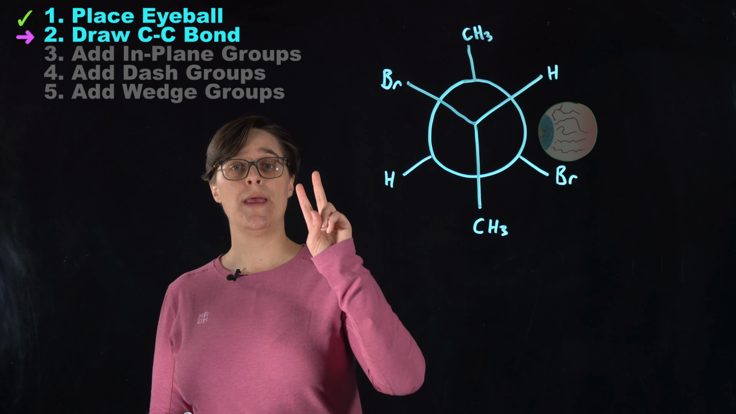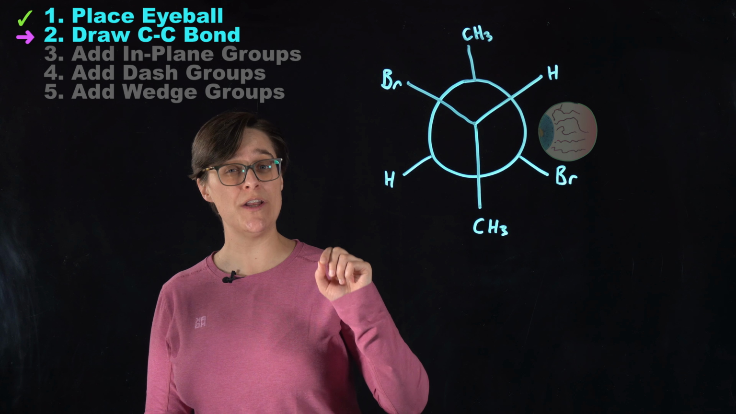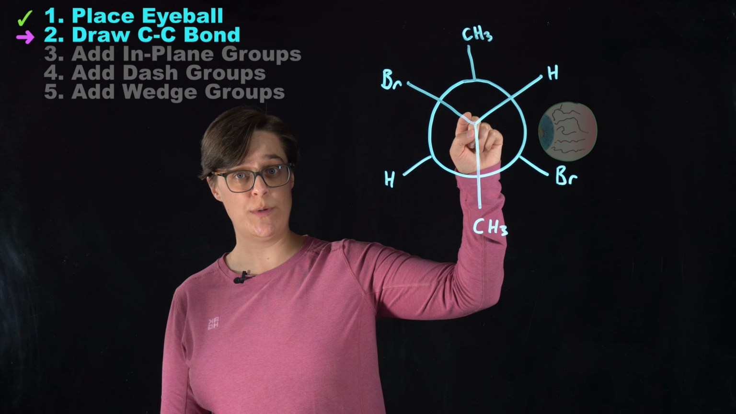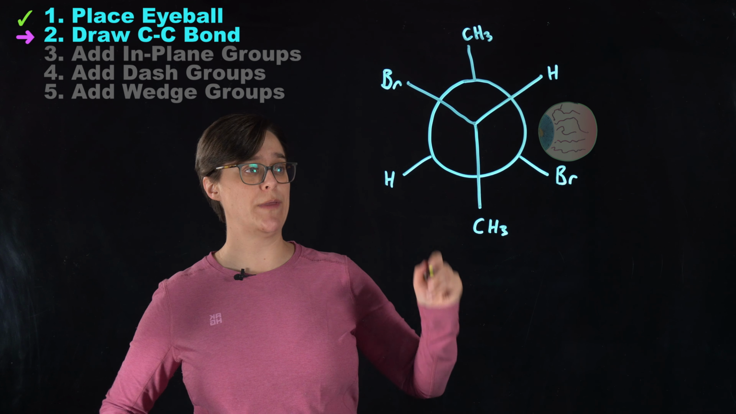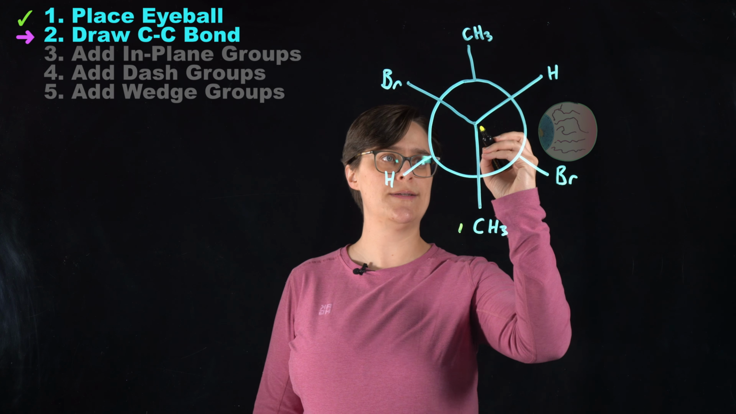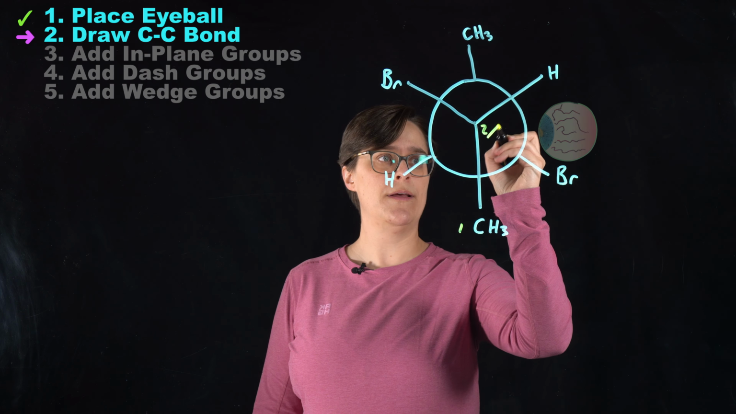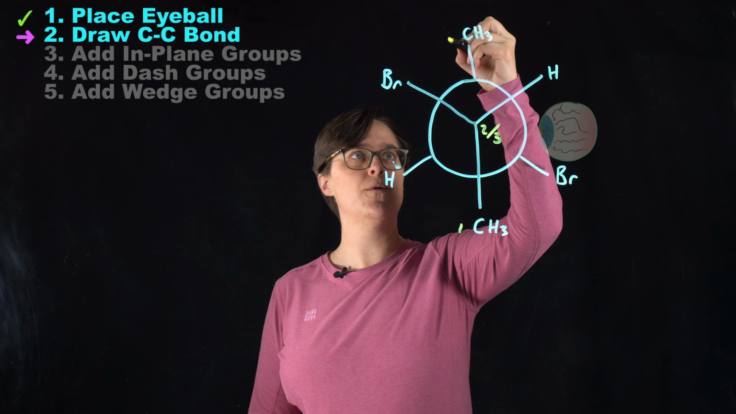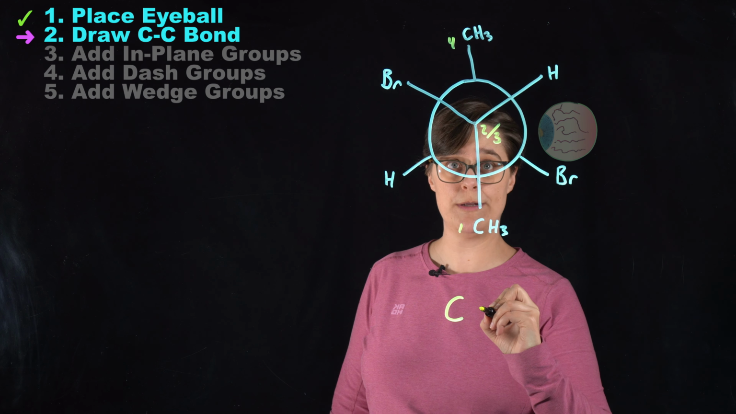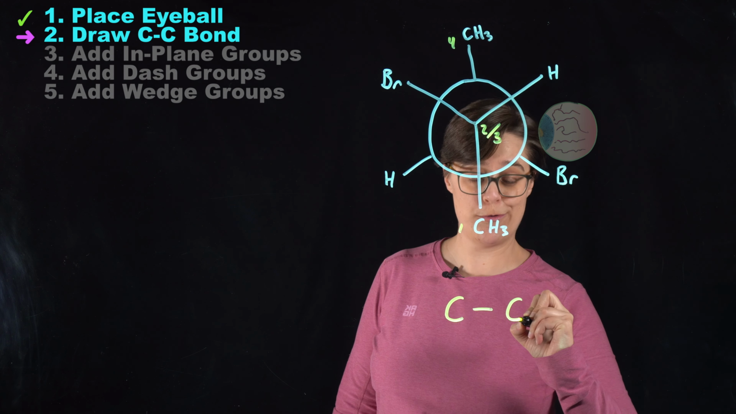Step 2 is I'm going to be drawing the individual carbon-carbon bond that is important in this Newman projection. Just to make that a little bit easier, let's number these carbons. Carbon 1, this is 2 in the front, 3 in the back, this is carbon 4. I am going to be drawing the carbon-carbon bond between carbons 2 in the front and 3 in the back.